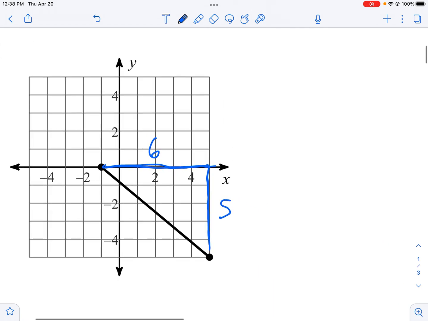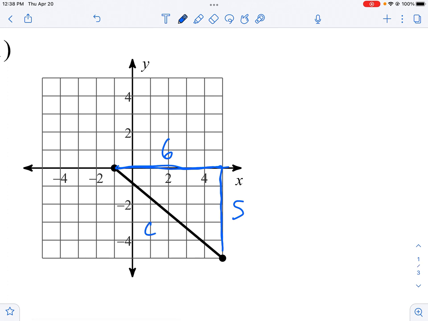And now I'm going to use my Pythagorean theorem. This side is C, the other two sides are A and B. It doesn't matter which one is A and which one's B, just one is A and one's B. And so your Pythagorean theorem is A squared plus B squared equals C squared. And we're going to plug the numbers in. We got 6 squared plus 5 squared equals C squared.